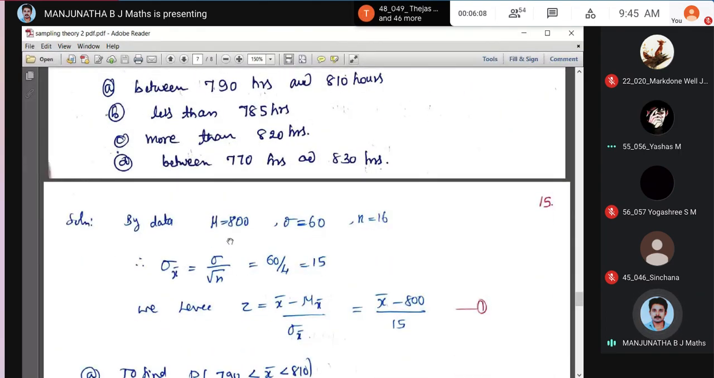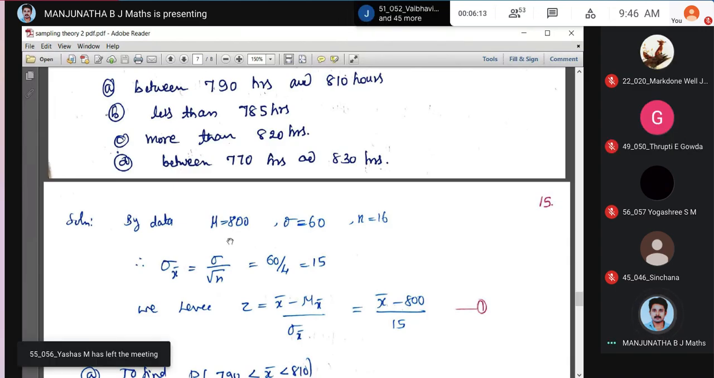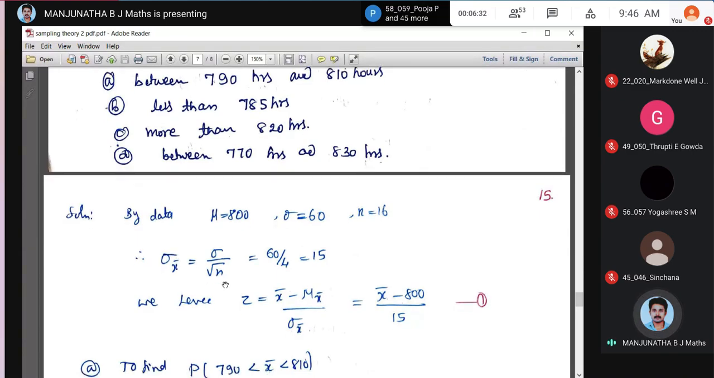So what is the mean of the sampling mean? The mean of the population is equal to the mean of the sampling mean. That is mu x bar, which is 800. What is sigma x bar? Sigma x bar is sigma by square root of n, or sigma x bar squared equals sigma squared by n. So sigma x bar is sigma by square root of n, that is 60 by square root of 16, which is 4, that is equal to 15.